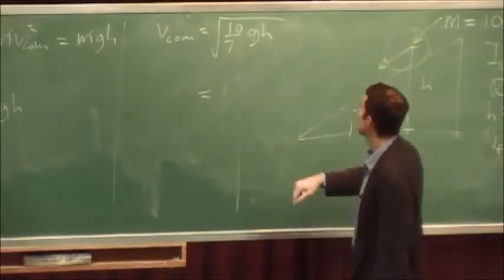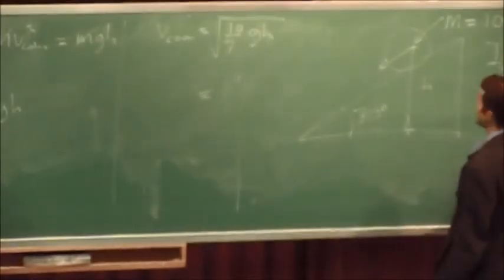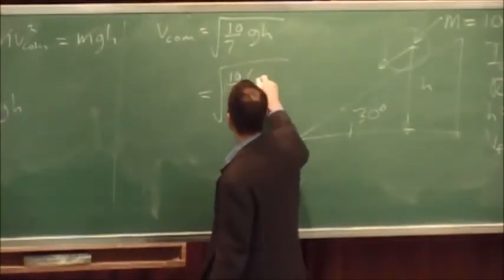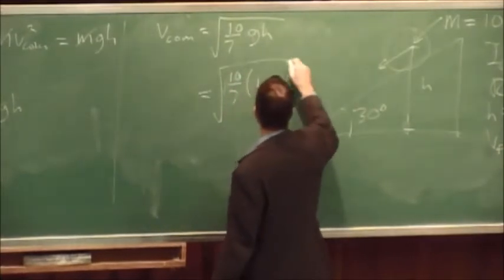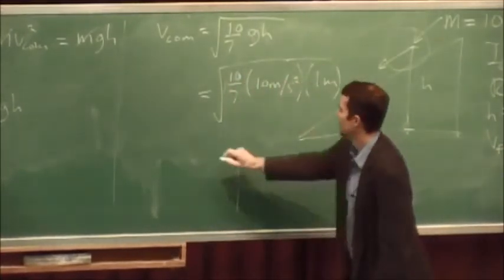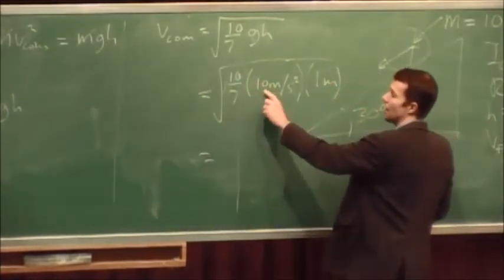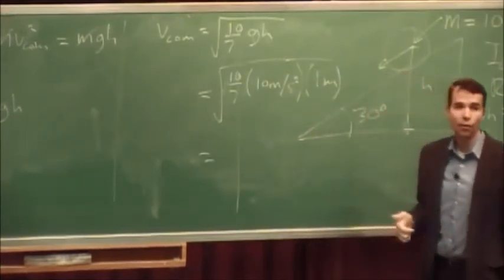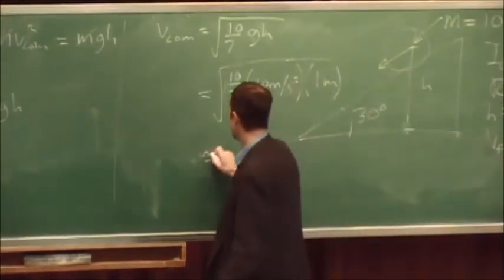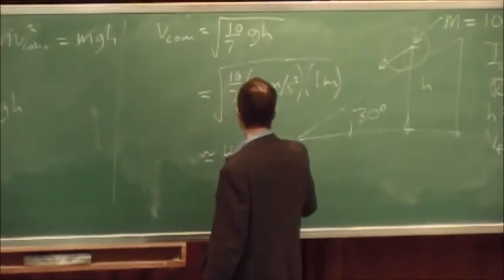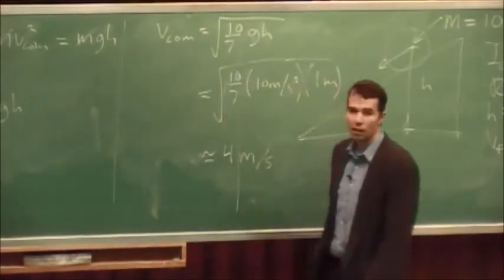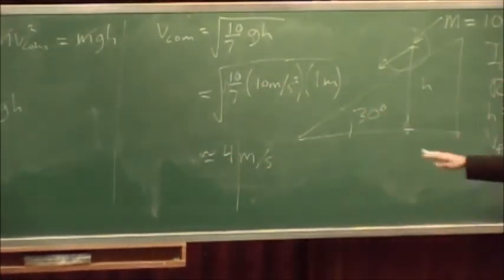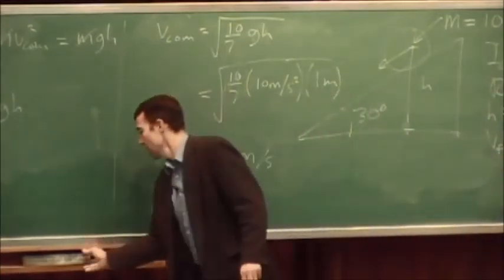So, for example, if I just do 10/7 times 10 meters per second squared times the height of 1 meter, then I get 10 times 10 is 100 divided by 7. That's about 15. Square root of 15 is a little less than 4. So I'm just going to say it's approximately equal to 4 meters per second. This just means approximately. It's a little bit less than 4, but we're just going to assume it's 4 for the math in here.